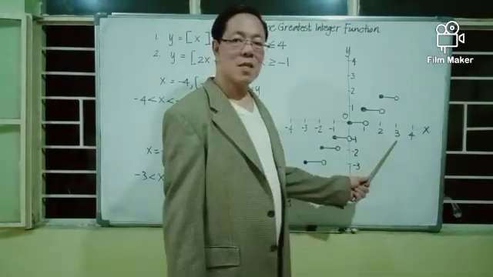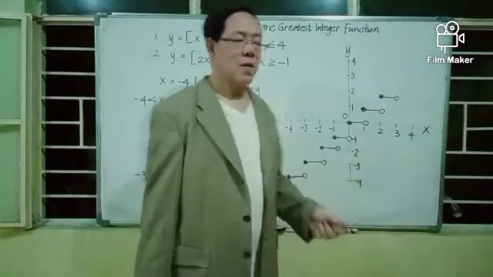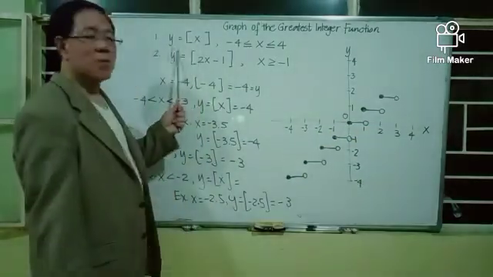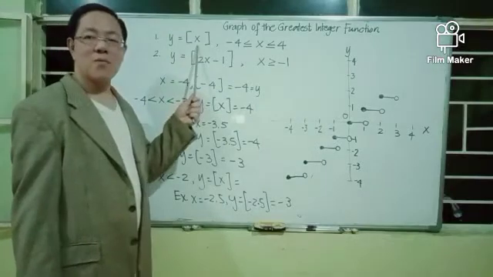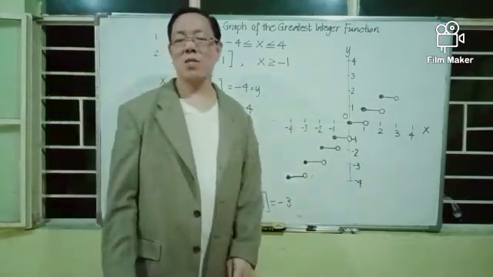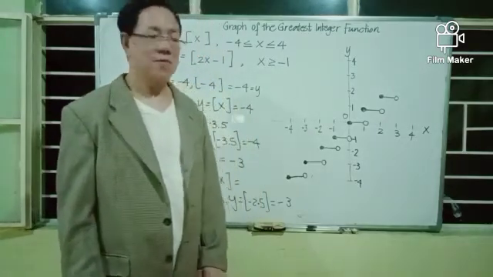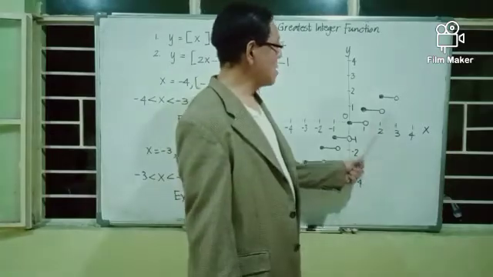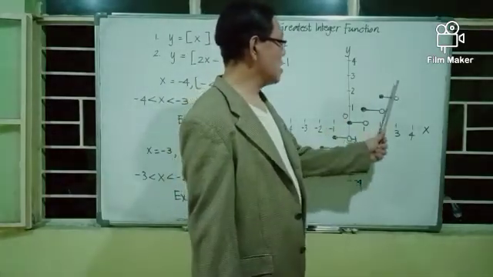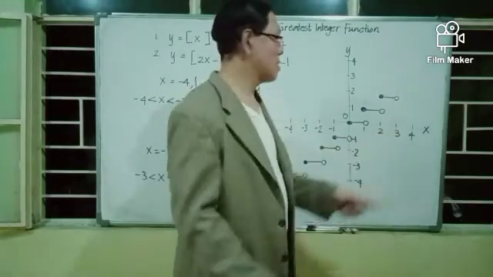But when x is 3, the value of y is 3. If x is 3, the value of y is equal to the floor of 3, and the floor of 3 is the greatest integer less than or equal to 3, and that integer is 3 itself. So when x is 3, the value of y is 3, and we indicate that with a shaded circle or a point.